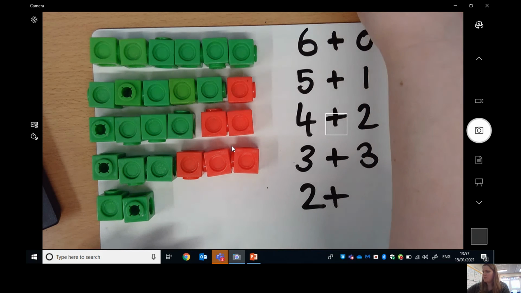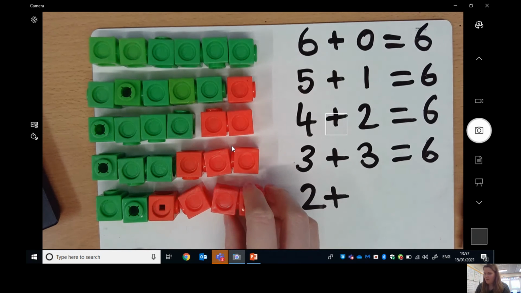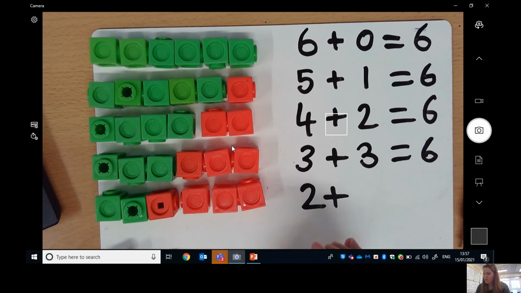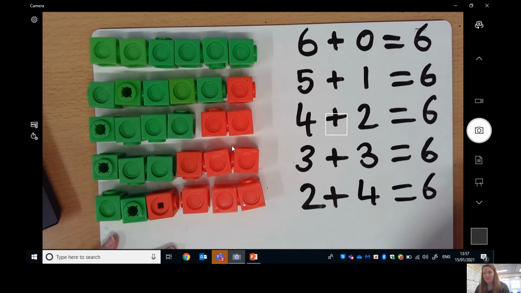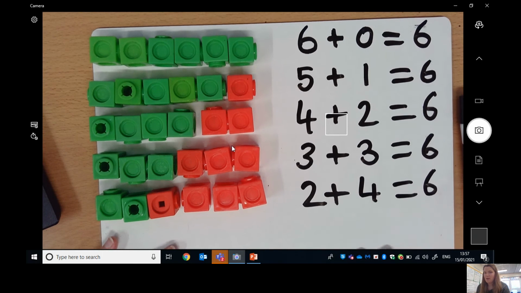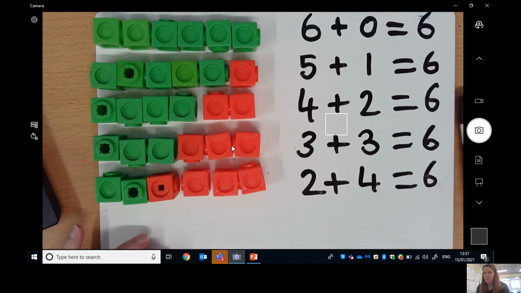Let's find out. 1, 2, 3, 4. 2 plus 4 is 6. You're absolutely right. Great job, guys. Okay, what number should we try now? Have I found all of them? I think I found all of them.